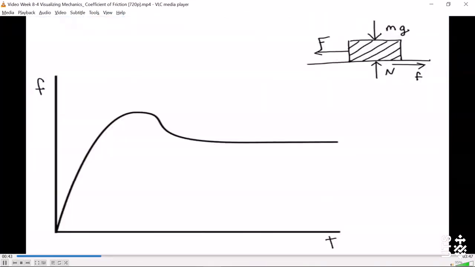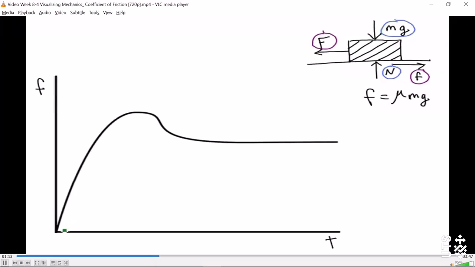So let's look at our free body diagram first. We have our weight acting down on the object, our normal force acting up on the object, and we have our force acting horizontally in one direction and our friction force acting in the opposite direction. Now, through Newton's second law, we can derive that our normal is going to be equal to our weight, so our friction force equation is going to be equal to mu times mg.